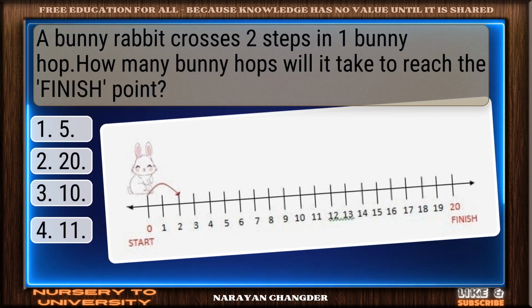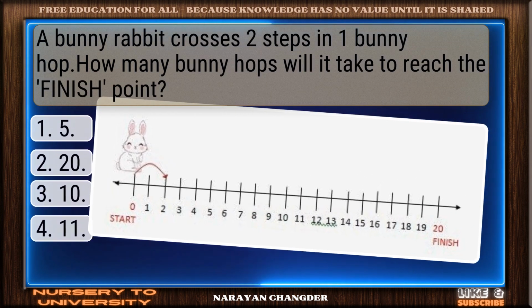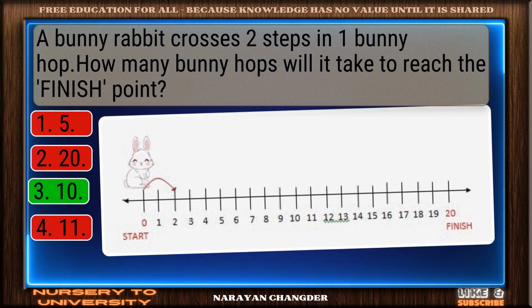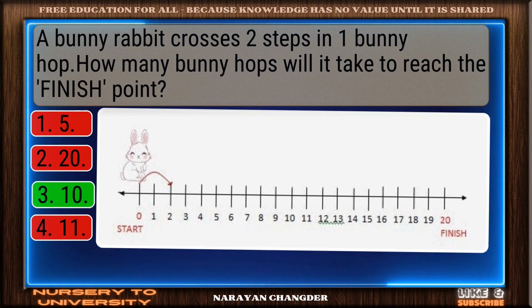A bunny rabbit crosses 2 steps in 1 bunny hop. How many bunny hops will it take to reach the finish point? Well done. 10 is the right choice.